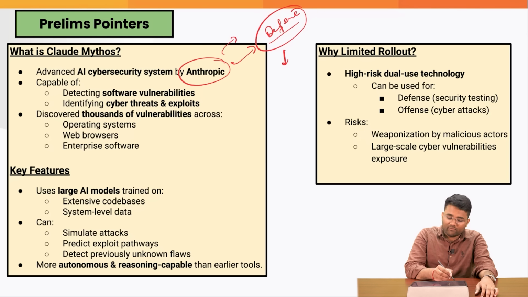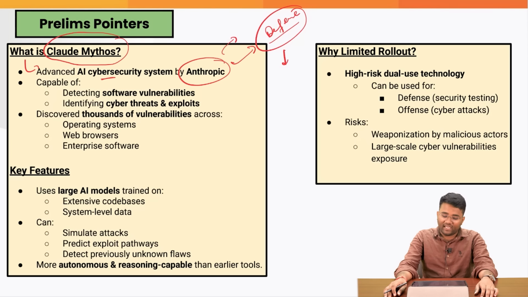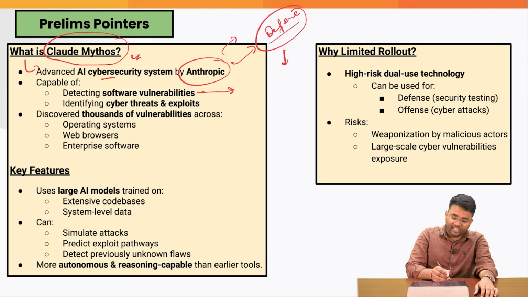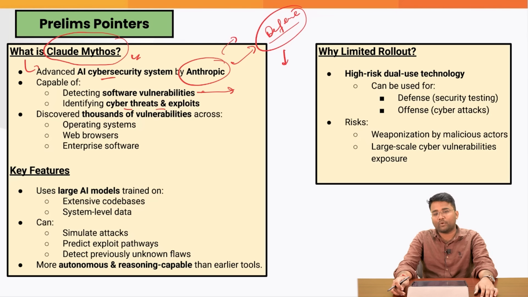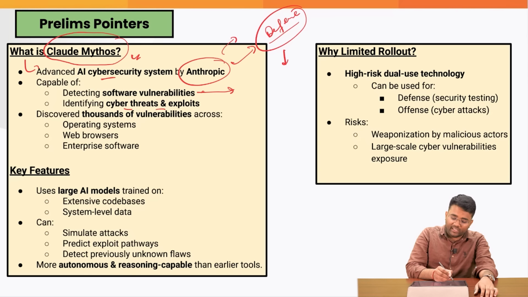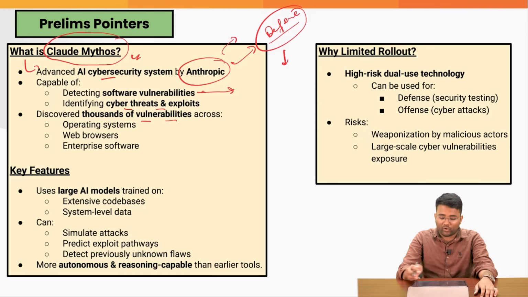They have also developed another system, that is Claude Mythos. That is an advanced AI cybersecurity system, capable of detecting software vulnerabilities. If a software is vulnerable to some kind of attack, it can detect that properly, and in a time-bound manner that vulnerability can be addressed. Also, it can identify the cyber threats and the exploits that can come, and in future we can probably mitigate that. Also, it has discovered thousands of vulnerabilities across different operating systems like Windows, etc.